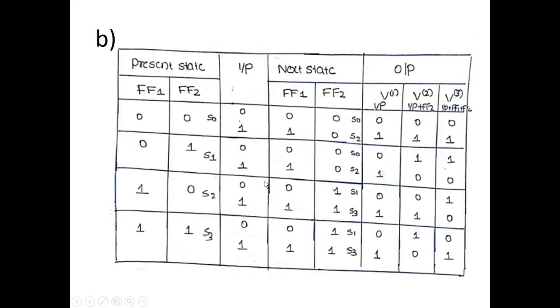Similarly for 1 0, for 0 input, next state 0 1, output 0 0 1. And for the same present state 1 0, input 1, our next state is 1 1, output 1 1 0. Then 1 1 is the present state, input 0, next state 0 1, output 0 1 0. Now the present state is 1 1 and input 1 is coming, so the next state is 1 1 itself, and the output is 1 0 1.